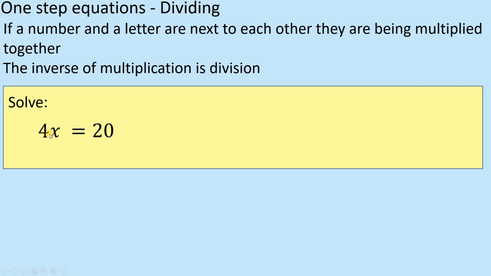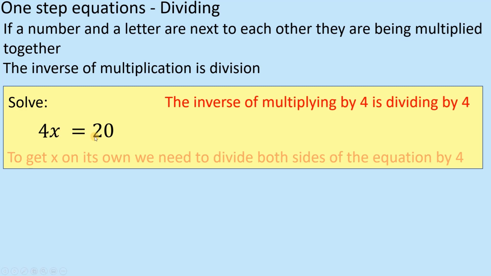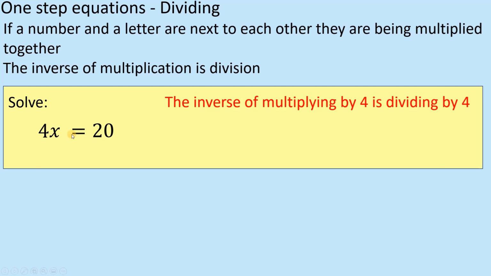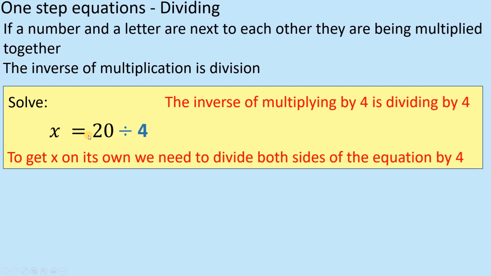Well, the inverse of times is divide. So I need to divide this by 4 because remember it's x I'm trying to isolate. So I'm going to move the 4 to there and it becomes divide. You can write it as a fraction if you wish, you're going to put it over 4, not a problem. But we are going to do 20 divided by 4, which of course is 5. So if I go back to the question, is 4 times 5 20? Of course it is. So that bit's done.